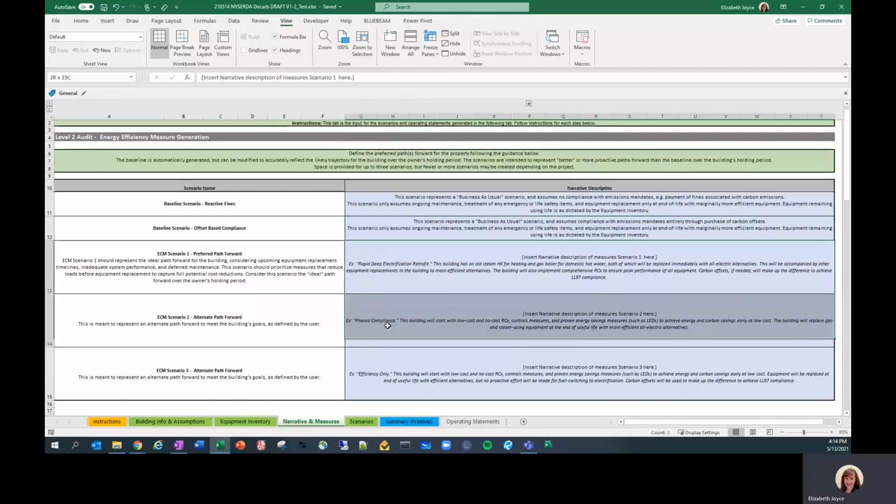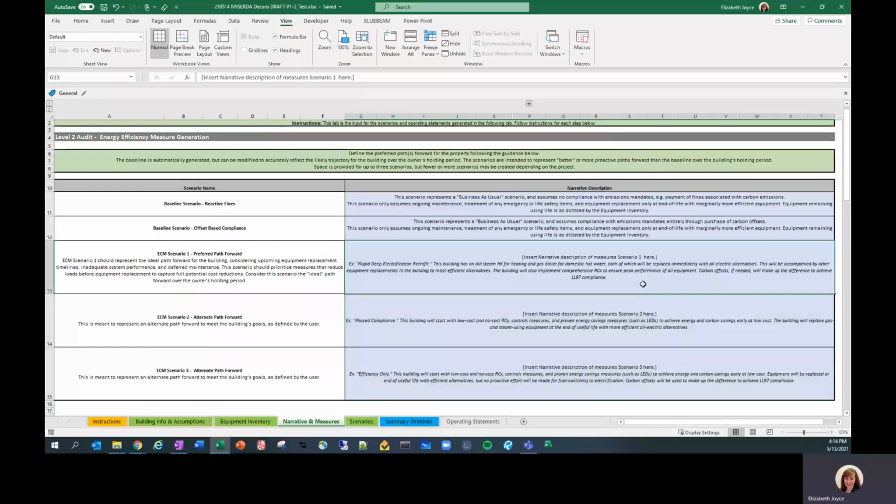You can also define up to 3 alternate future scenarios. And in these scenarios, you'll then assign different measures according to what you want to see. We'll get into this a little bit more in the Scenarios tab, but here, for the purposes of this example, we've defined 3 different potential future scenarios.